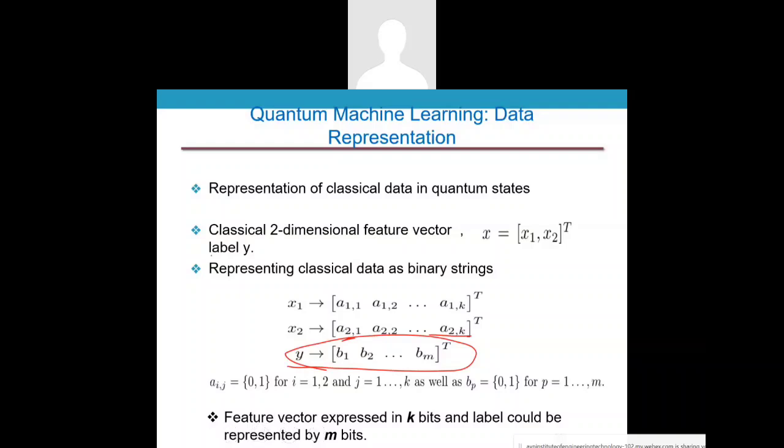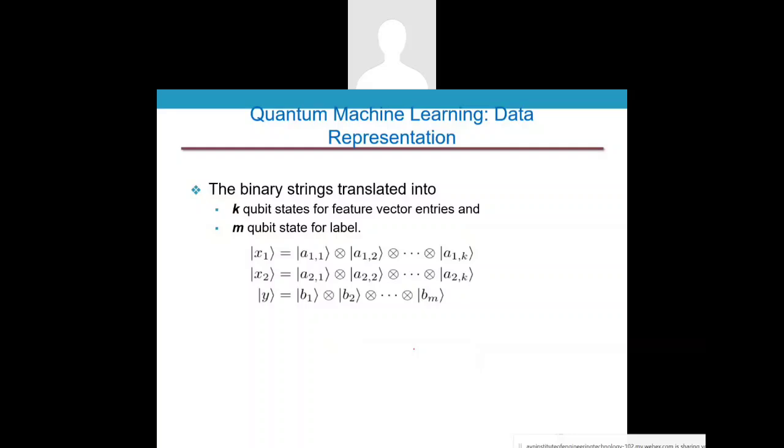And a feature vector is expressed in k bits, and the label could be represented by m bits. The number of bits in the input is k, whereas in the output case there are m bits. That's why this vector is represented like this. So let us move on. The binary strings are translated into k qubit states for feature vector entries and m qubit states for the label. So this is the general representation.